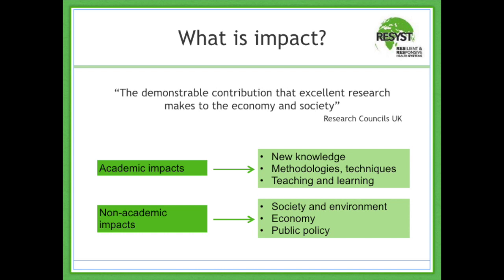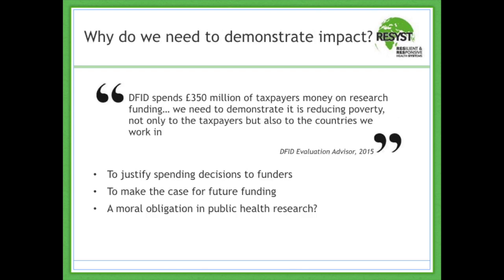So whilst researchers are used to tracking academic impacts, for example through citations, there's increasing pressure to demonstrate the non-academic impacts. Why is it important for researchers to demonstrate the non-academic impacts of their work? This quote from DFID explains why from a funder's perspective. It says we need to demonstrate that research is reducing poverty not only to the taxpayers but also to the countries we work in. So funders like DFID are increasingly looking for evidence of impact to demonstrate the value of the research and to justify the public funding of research.